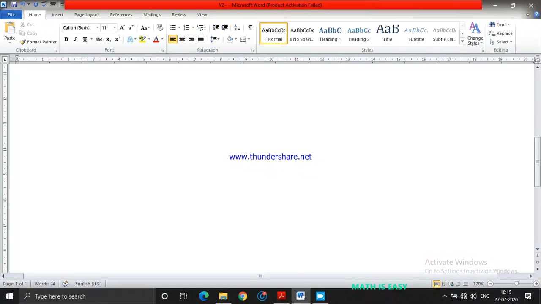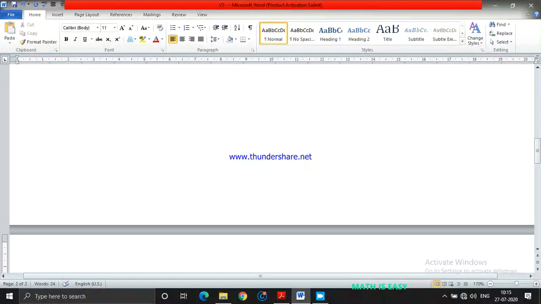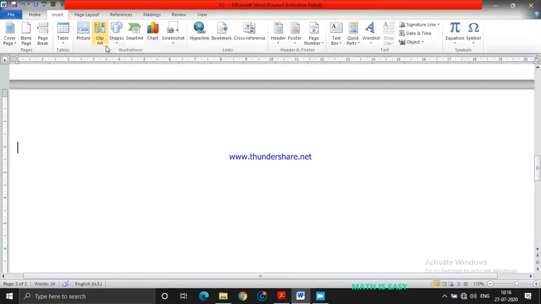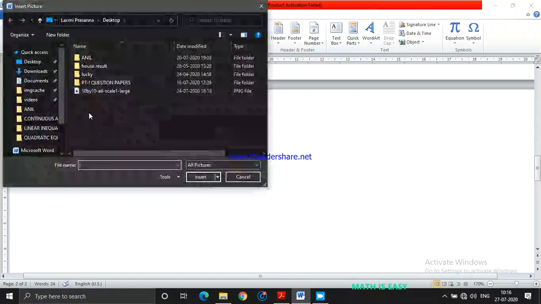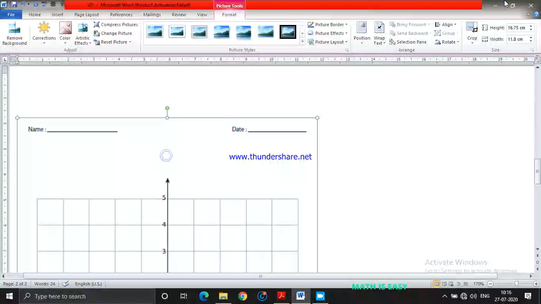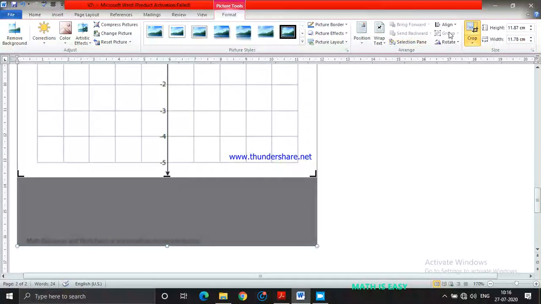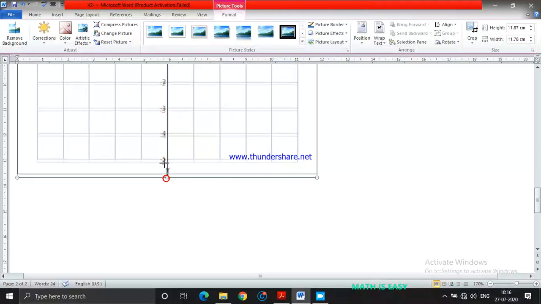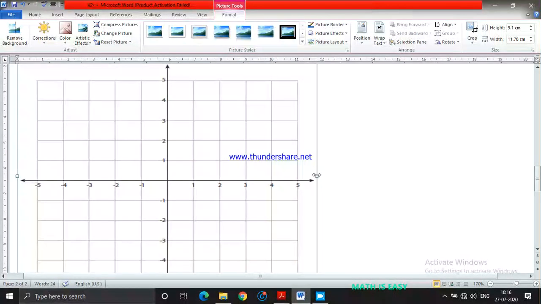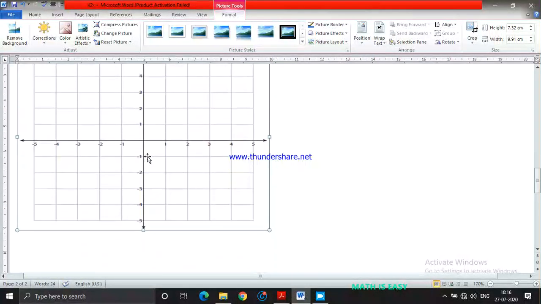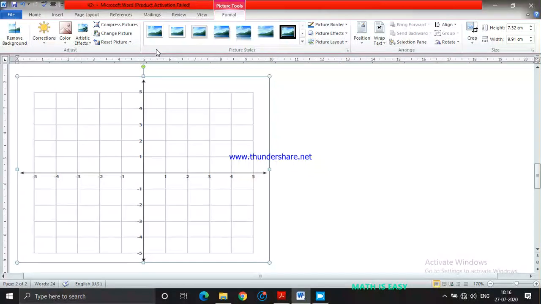Let me go to the next page. What you have, insert. Let me insert the graph. Then I'll explain that question. So here we have the graph of the given equation.